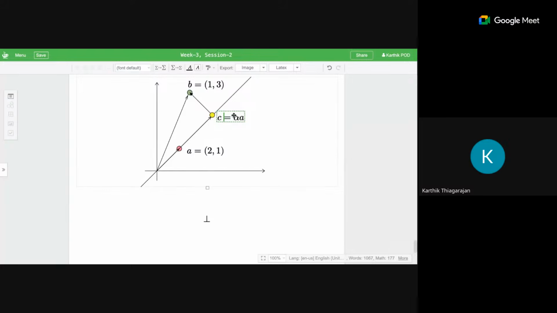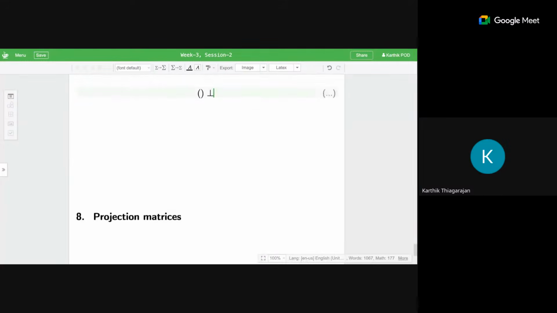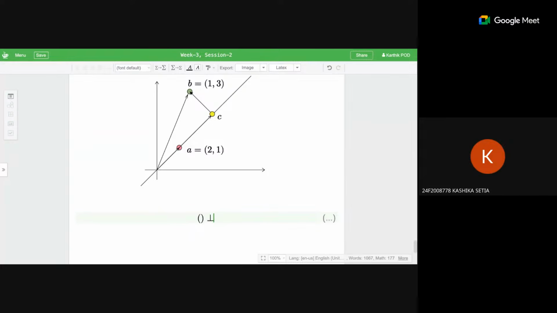Let me just call this C. We don't know what C is. So something is perpendicular to something, whatever we have just studied, right? C is perpendicular to B. C and B are different vectors, right? So this is C, this is B. There is some acute angle here.